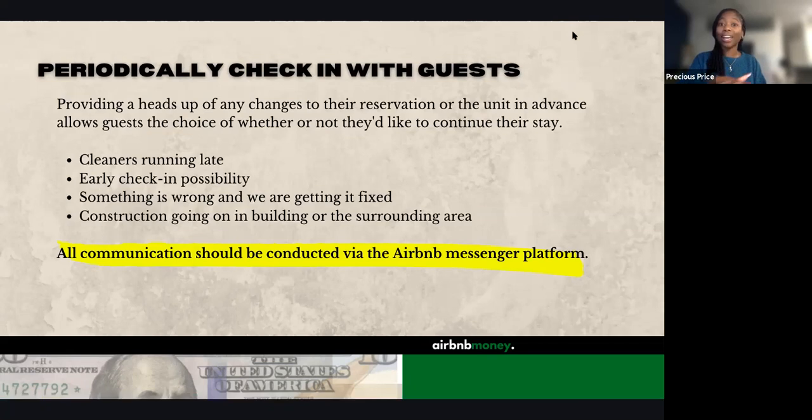you want to make sure that you're actually providing a heads up of any changes to their reservation. This is a really important piece, right? Or the unit in advance, so that you can let the guests choose whether or not they still want to continue their stay with you. It's a lot different if you show up to a place and you were expecting, let's say it's a high rise and you were expecting a really good view.